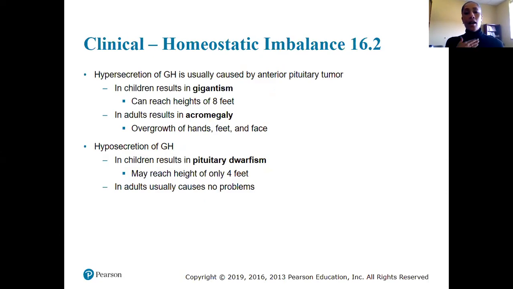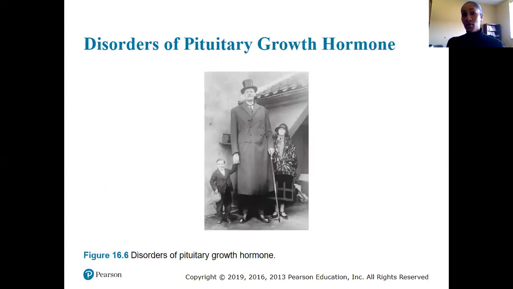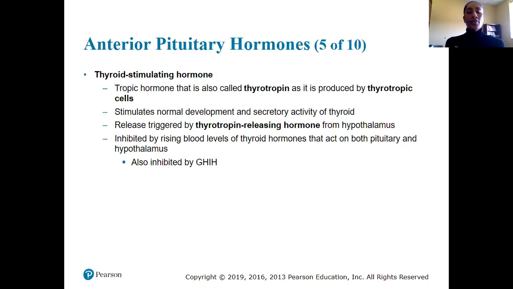Alrighty. And like I said, once again, go ahead and study this on your own time so that you are aware of this and you are knowledgeable of this. Here we have a diagram showing us some disorders that occur when we have either too little or too much of growth hormone. Thyroid stimulating hormone, or TSH.